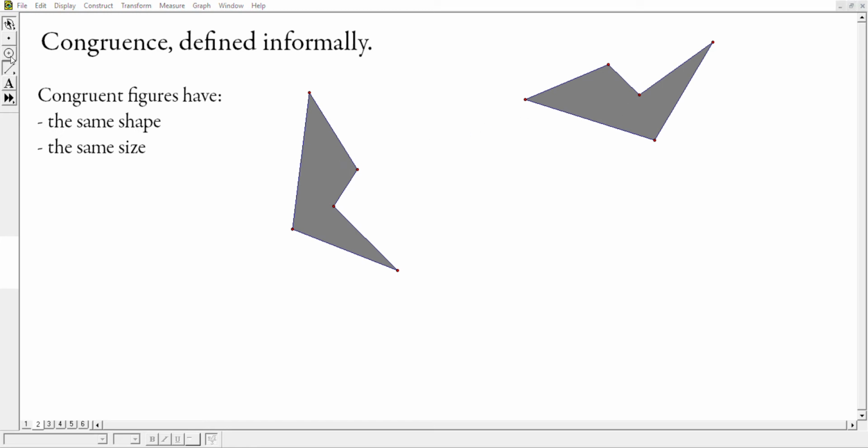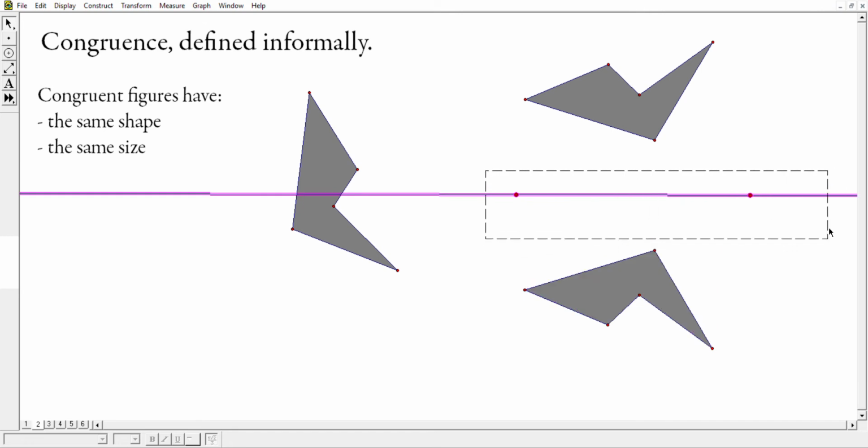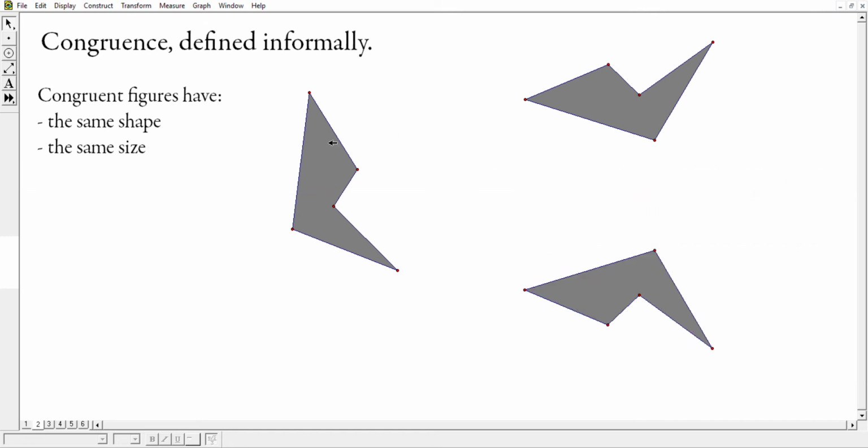It doesn't even matter if I make a mirror image of it, if I reflect it. If I put a mirror line down here and I take this and reflect it, sorry about that, if I reflect it to get this one down here, now we have three congruent figures. All of these have the same shape and the same size. It doesn't matter if it's rotated, translated, or reflected. So that's the informal definition, and most of the time that's how we'll think about it.